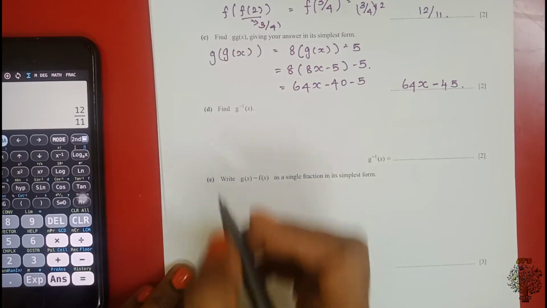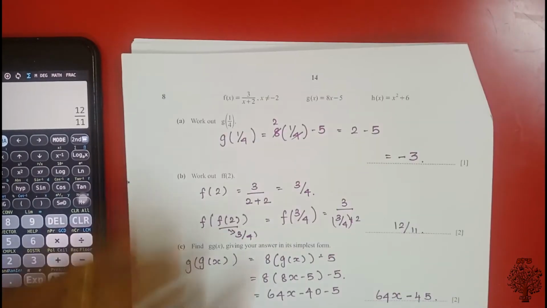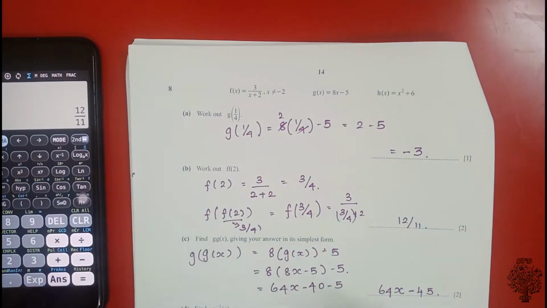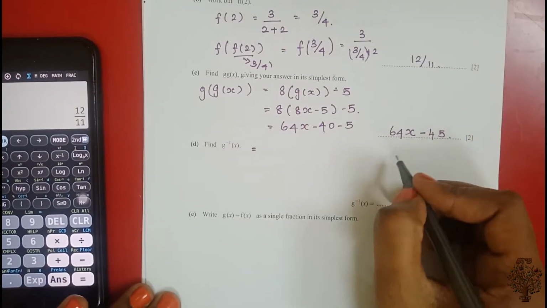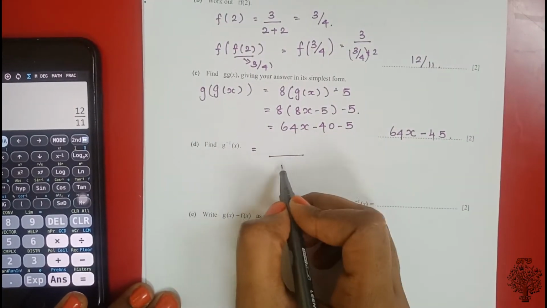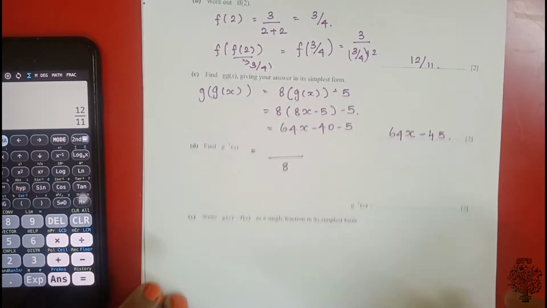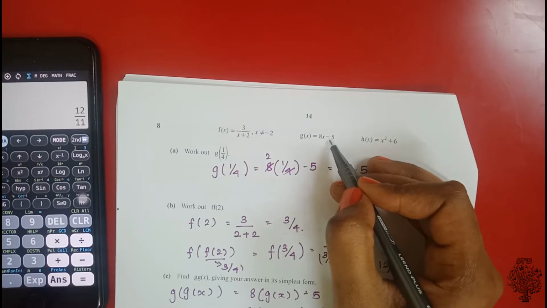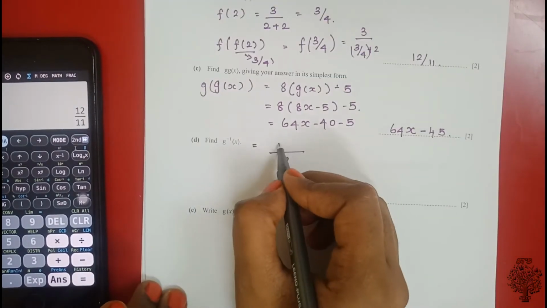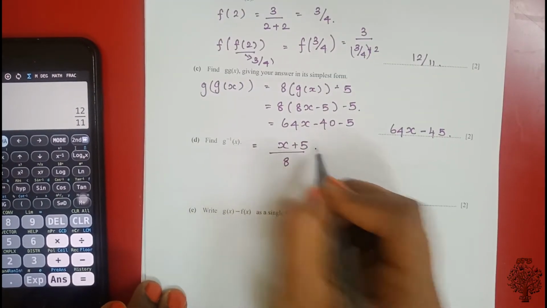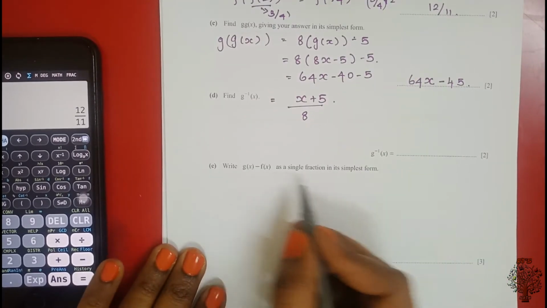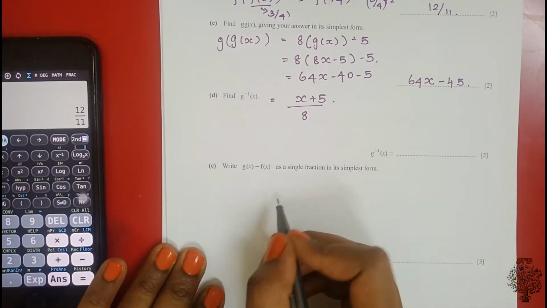Okay, now g inverse of x. We have g of x as 8x minus 5. G inverse of x, you can go directly. This 8 will go to the denominator. It is in product with x, so it will go to the division. You have negative 5, it will become positive 5. That's it, direct.